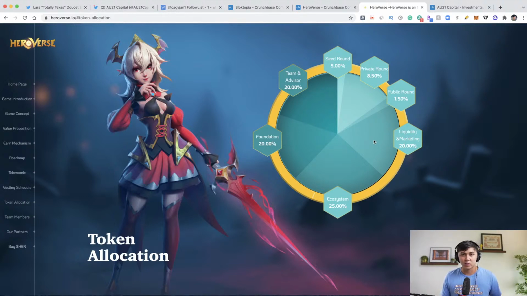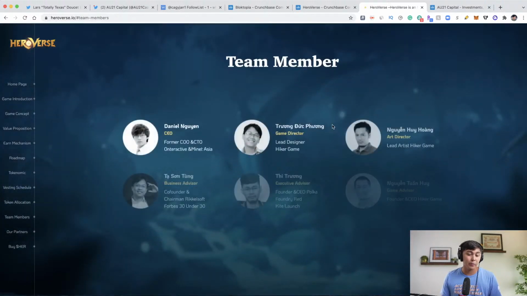That's probably something that they're going to be able to use for giveaways and all that kind of stuff. Team and advisor, so they own 20% of it. Foundation and ecosystem. Ecosystem is probably what's given in the game, and foundation is probably the governance token of how they vote on how to do stuff. So seed round 5%, private round, all that stuff. So these guys are making bank.